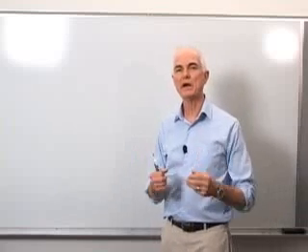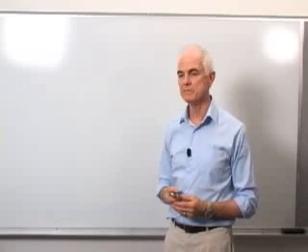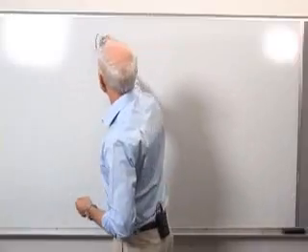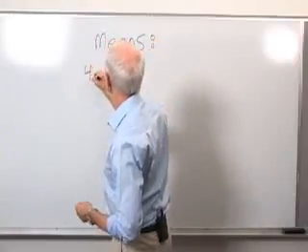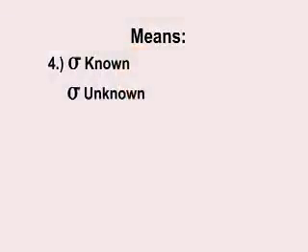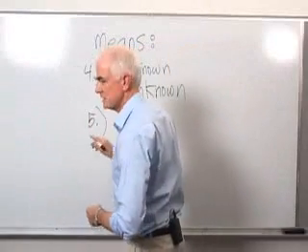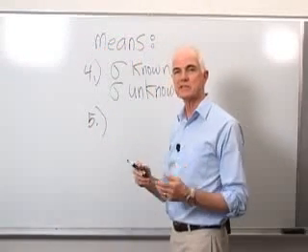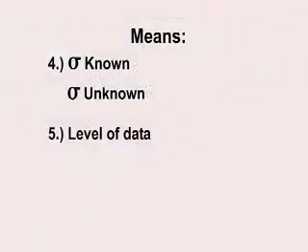If we know that we are estimating means or conducting hypothesis tests about means, then there are two other questions that we might want to ask. One question is the population standard deviation or sigma known, or is sigma unknown? And then a fifth question is, if we're analyzing means or conducting tests about means, what is the level of data of the values that we are using to conduct the analysis?